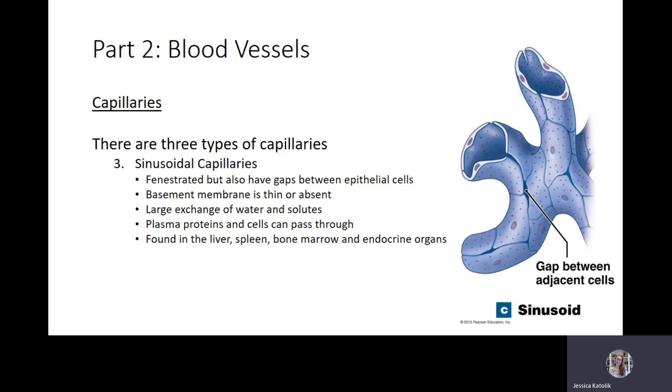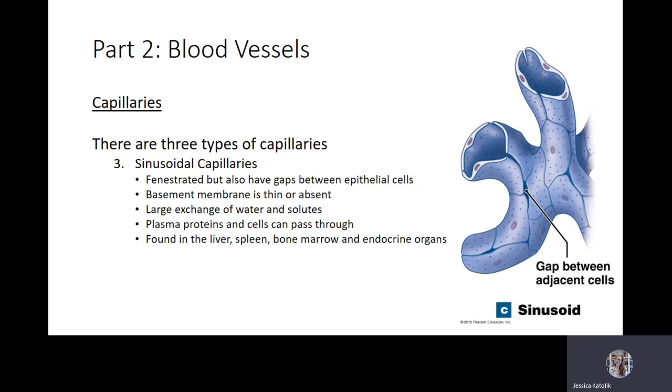The last type of capillaries are going to be sinusoidal capillaries. Sinusoidal capillaries will have the fenestrations, just like we saw in the fenestrated capillaries. So you can see these little holes within the endothelium, but the endothelium will not be continuous. What will happen is that there'll actually be gaps between adjacent cells, and this will allow even bigger things to go through. And the basement membrane here is either very, very thin or absent completely. And so large things that are soluble in water or cells and things like that will be able to pass through.